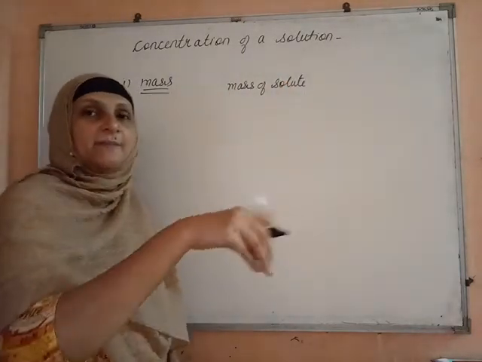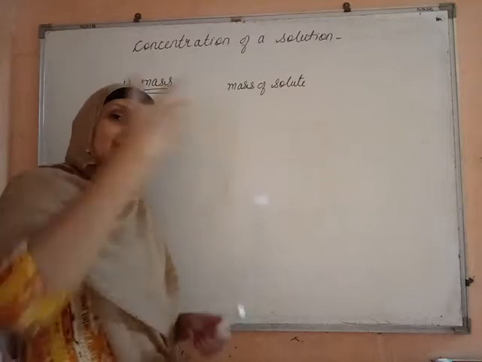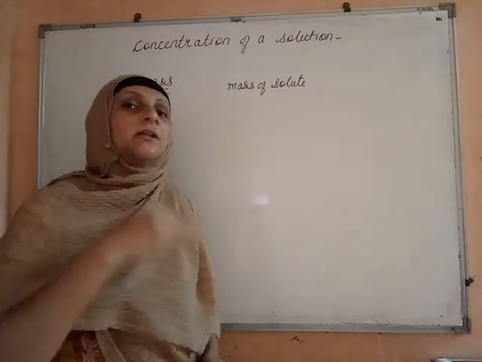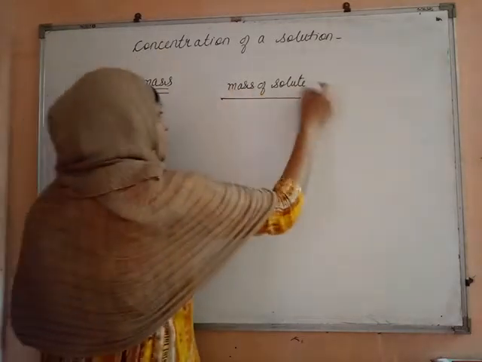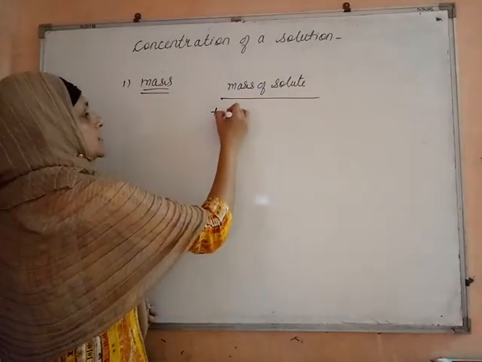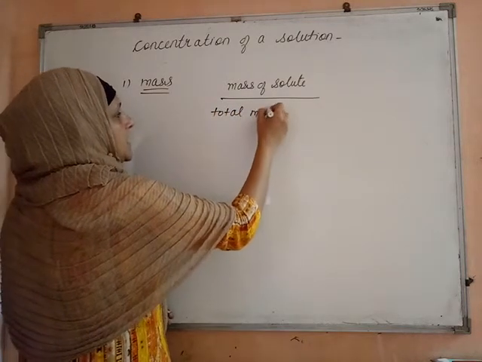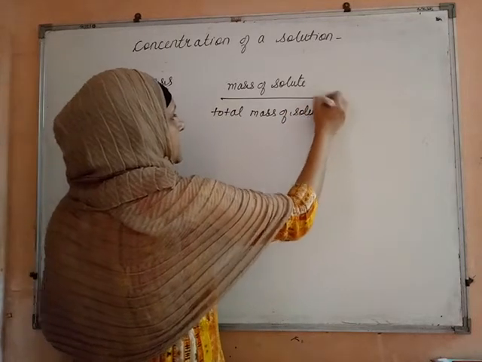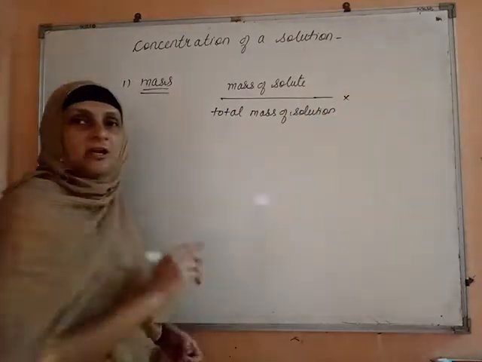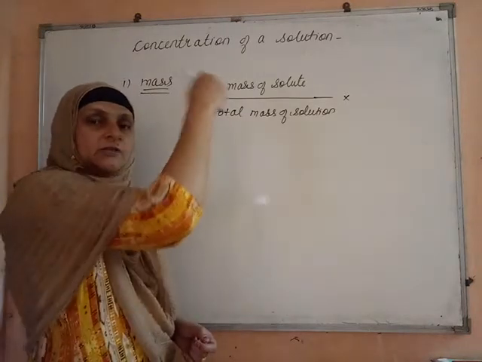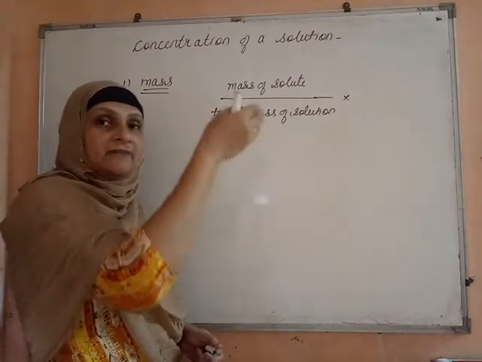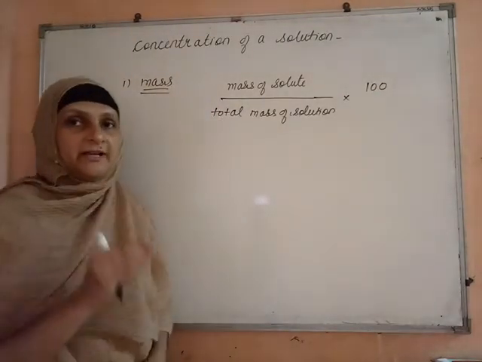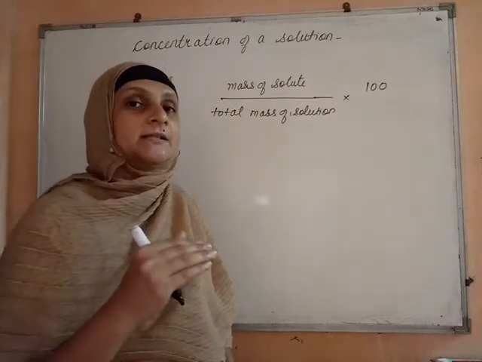How much solute have you added in the whole solution? Once you add the solute, it becomes a total combination of the solute and the solvent. So how much solute is dissolved in how much solution? Total mass of solution. You have to take the mass of the whole solution after mixing. So this is the ratio. You are comparing the masses. How much solute in how much solution? And you have to convert it into percentage, so multiply by 100. This is one formula when you are finding the concentration using the mass by mass concept.